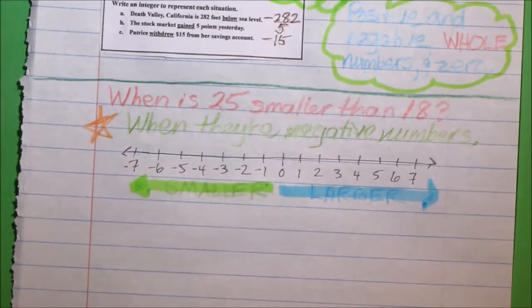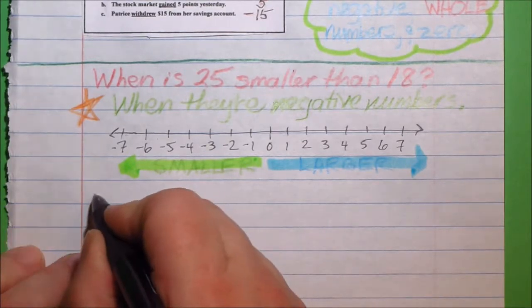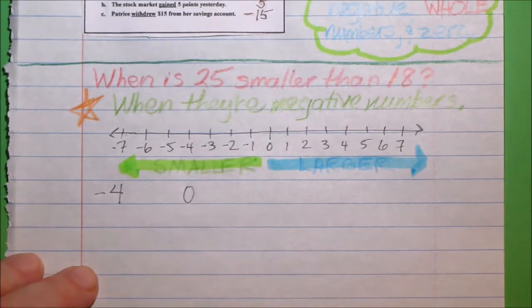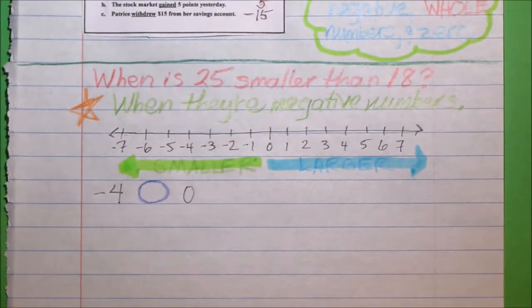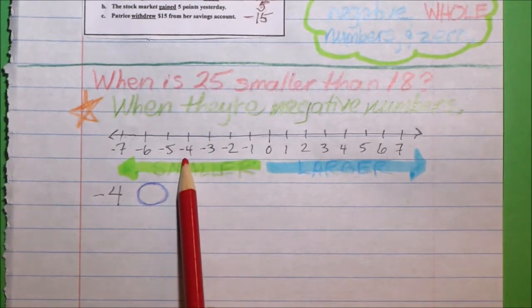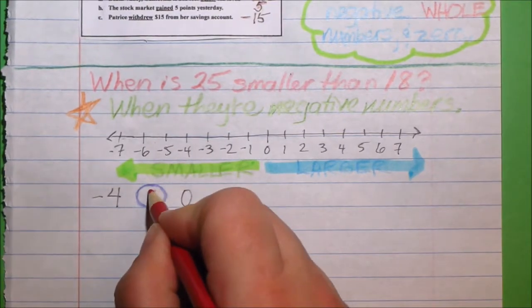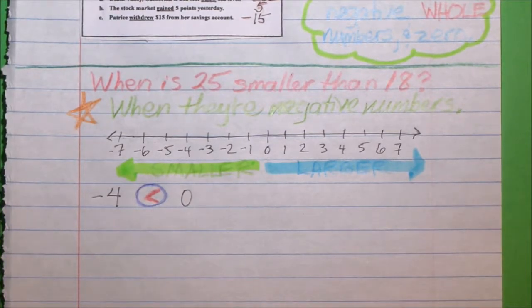Now we can refer to that as we look at these next practice problems here. So in our notes right under here, we're going to write -4 and 0. And with my blue pencil, I'm going to put a big circle there. Now, we're going to put in there a lesser than or greater than symbol. Well, let's look at our number line. I've got -4 here, and 0 here. -4 is to the left of 0, so I know that it is smaller. So we would put this symbol in here to show that -4 is smaller than 0.